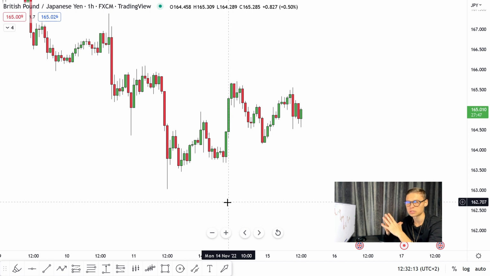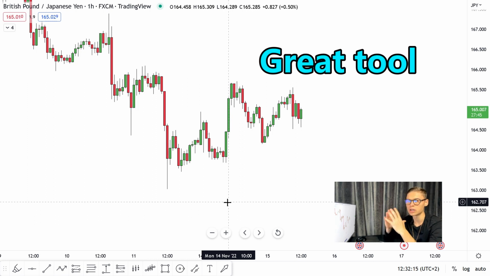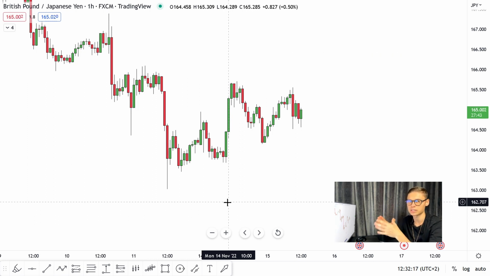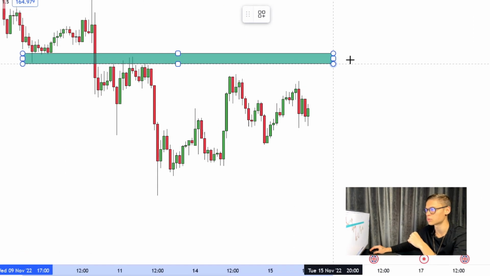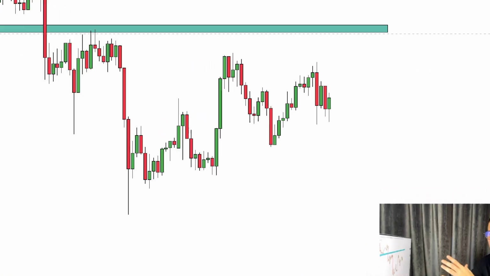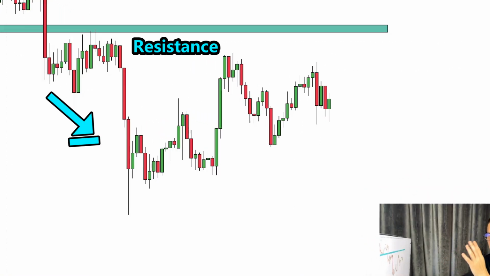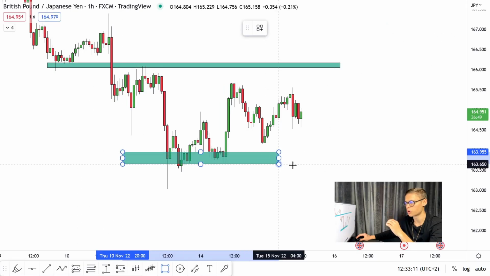I personally use it all the time, and it is a great tool that the price respects and you can use basically for anything. Here on the price, we can instantly see some support and resistance levels. Boom, as you can see here, we had a support level, then the price broke through it, and then we have a resistance level.